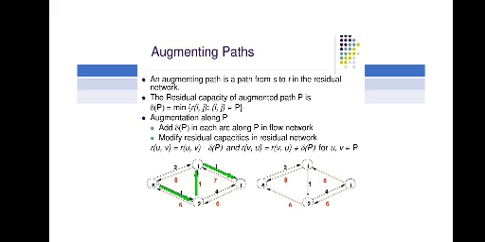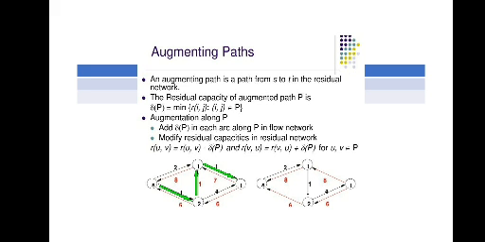Now let's see the next term, that is augmenting paths. An augmenting path is a path from s to t in the residual network. The residual capacity of any augmenting path P is rho(P), which is equal to the min of r(i, j) over (i, j) that belongs to P.